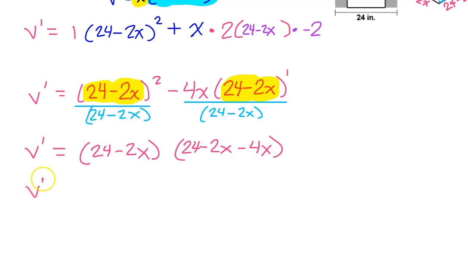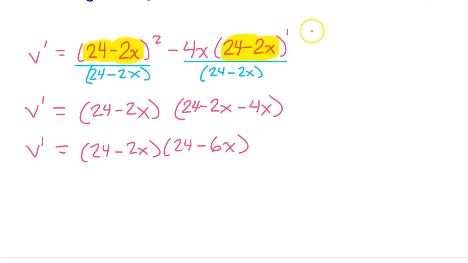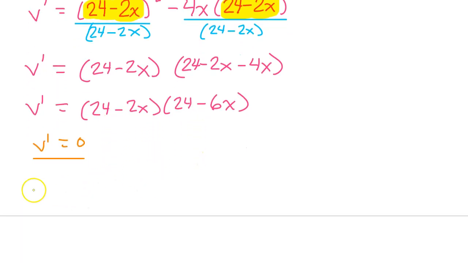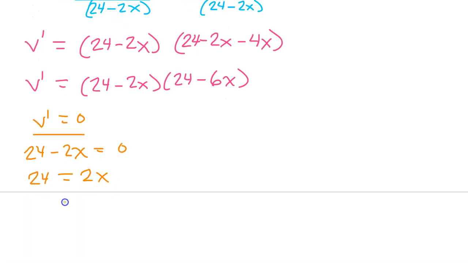So we have v prime is equal to 24 minus 2x times 24 minus 6x. We can easily find where v prime is equal to 0 now by setting each of these factors equal to 0. If we set 24 minus 2x equal to 0, adding 2x to both sides, we get 24 is equal to 2x. And dividing both sides by 2, we get x is equal to 12.